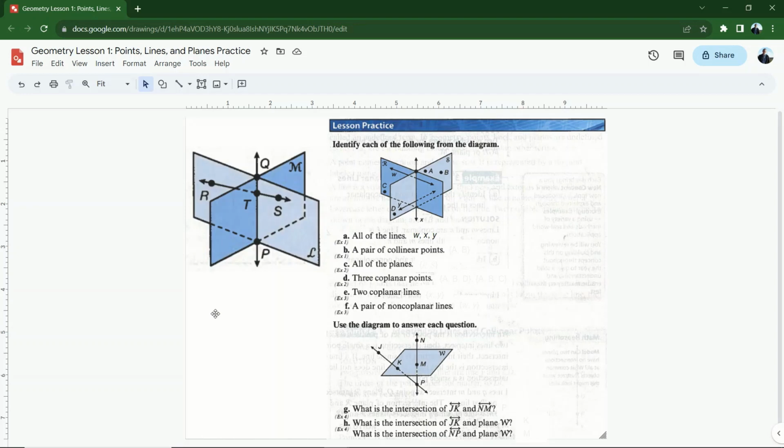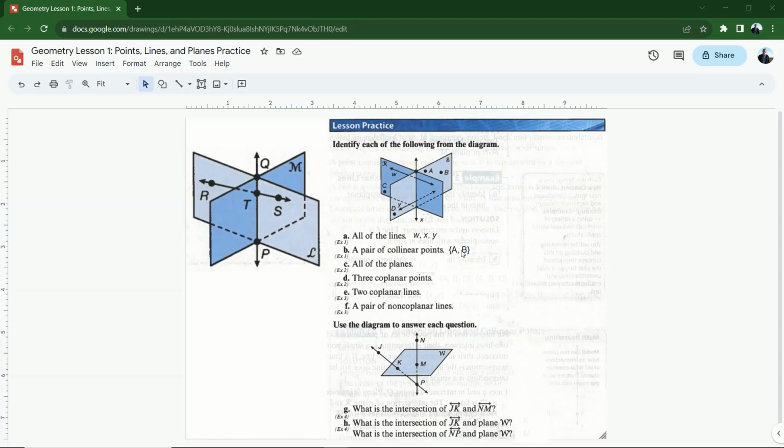What about a pair of collinear points? This is an easy one. Remember, any 2 points are collinear. So I could identify points like A and B. A and B are on the same plane, and even though there's no line drawn between them here, A and B are collinear because I could draw a line between them. Another set of collinear points, what about C and D? I mean, A and D obviously is because they're in the same plane.